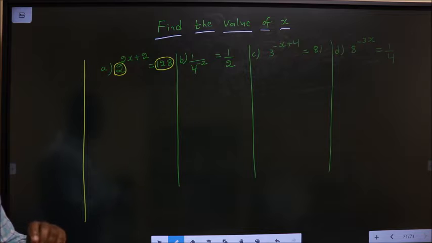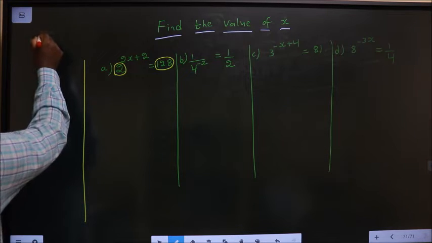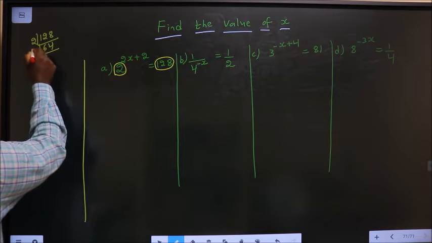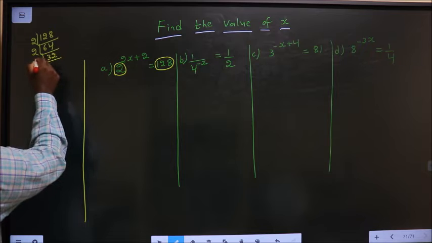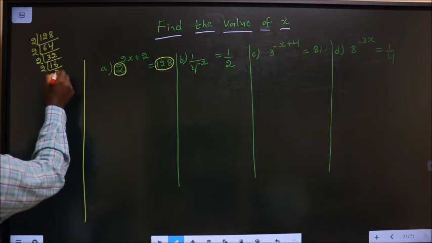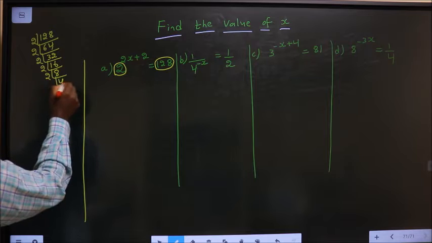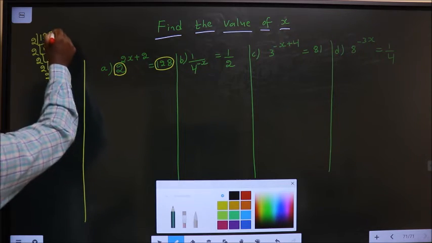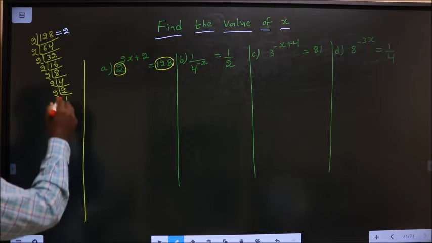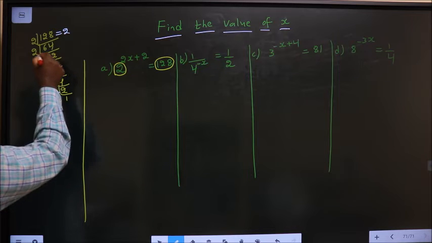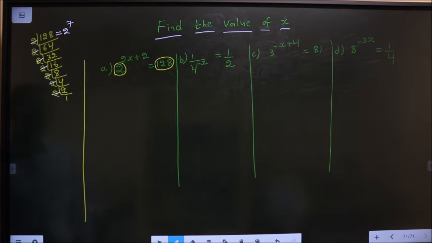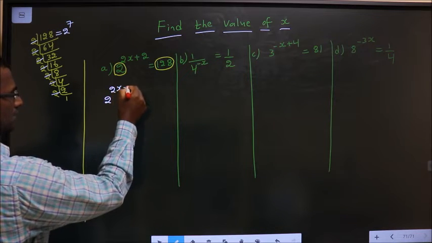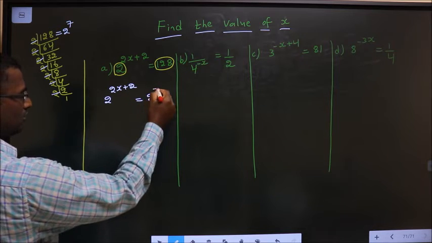For that we should take LCM of 128. So if I take LCM of 128, so 2, 64, 2, 32, 2, 16, 2, 8, 2, 4, 2 2's and 2 and 1. So 128 is nothing but 2 power, what number means count? 1, 2, 3, 4, 5, 6, 7. Okay, let us replace it here. So 2 power 2x plus 2 is equal to 2 power 7.